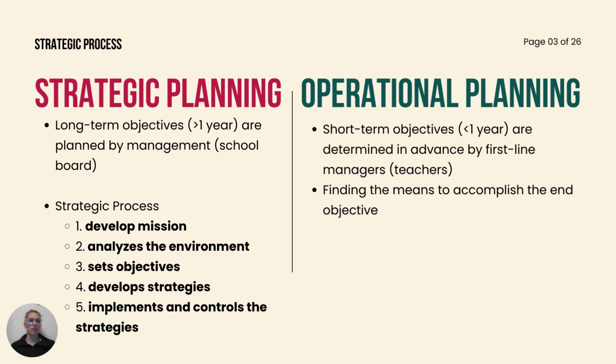Strategic planning is long-term objectives, so greater than a year. They're planned out by the management, so maybe the school board. If you're thinking a business component, that would be management. But in terms of a school, it would be school board. Your strategic process has 5 steps. It's to develop a mission, or what we'll learn later is basically your objectives, your goals, but it goes in greater detail than that later.